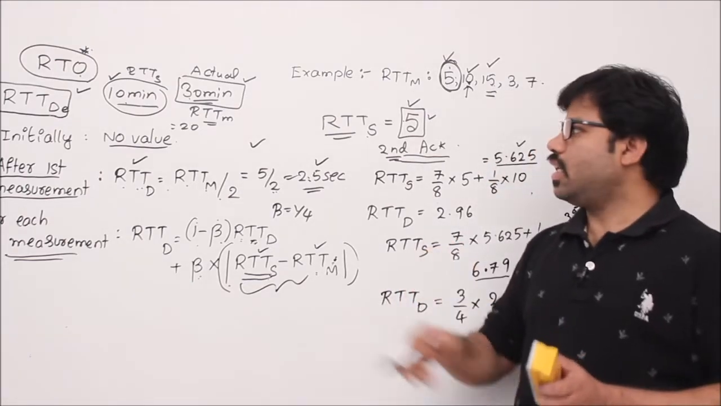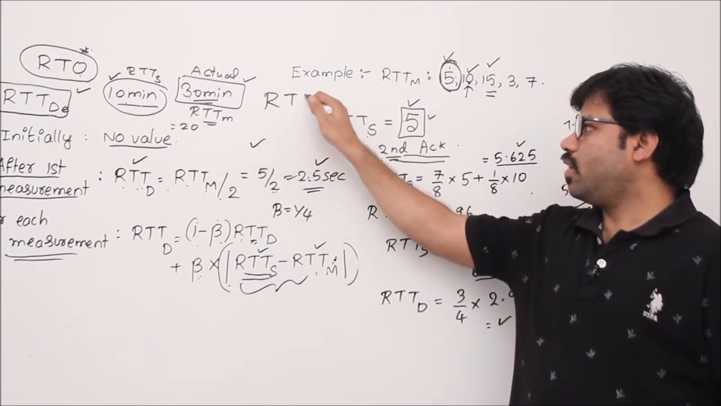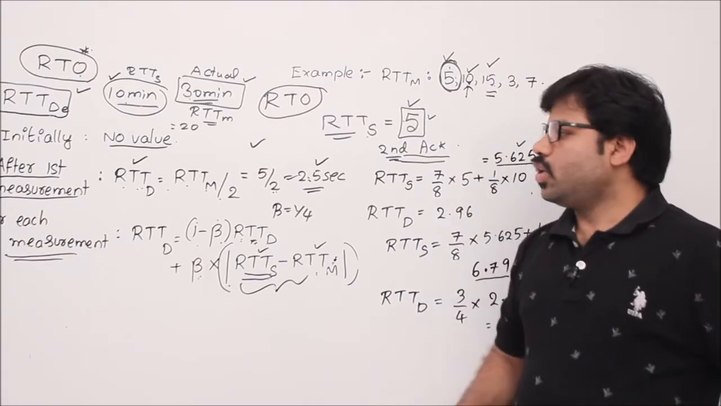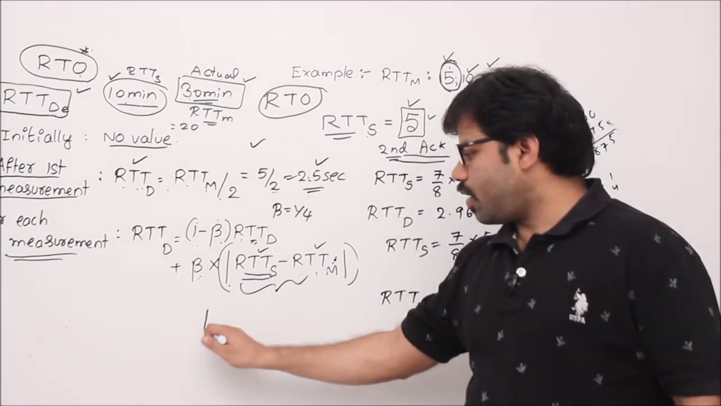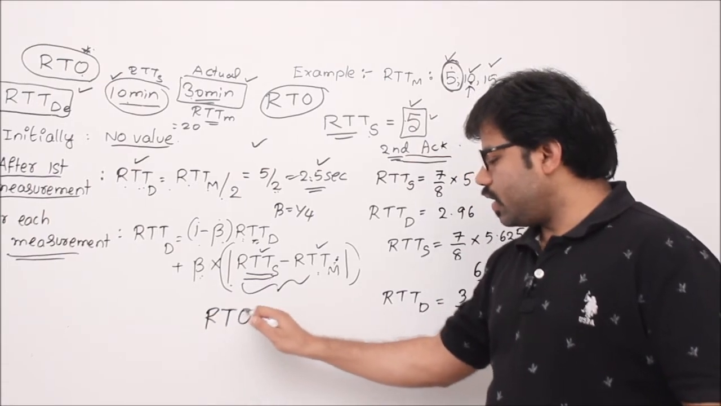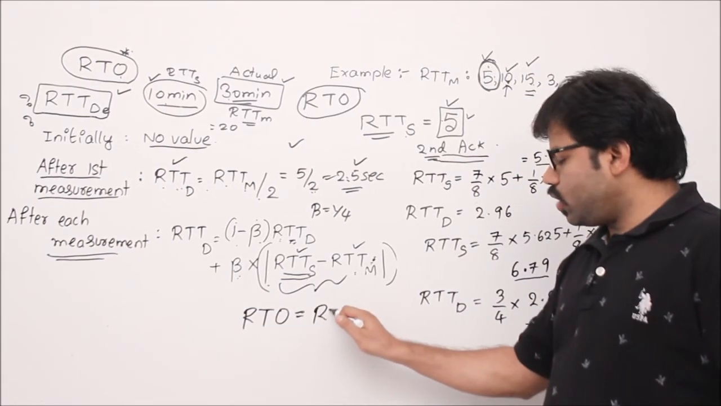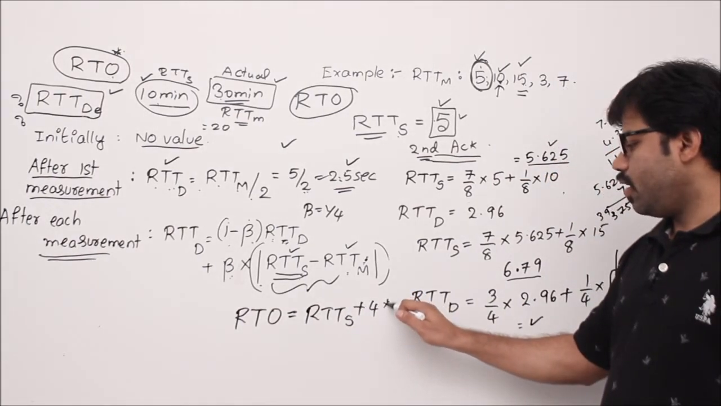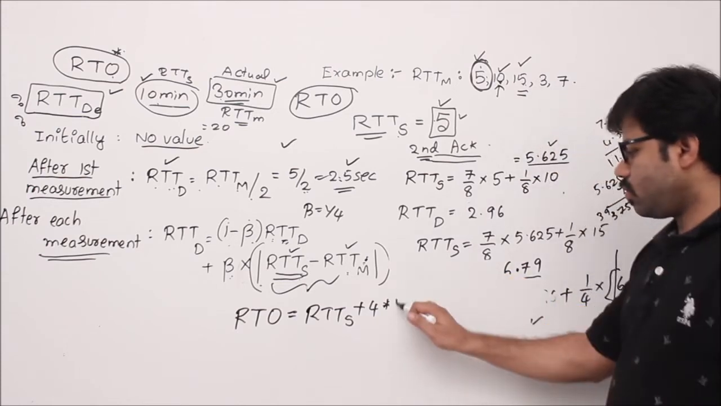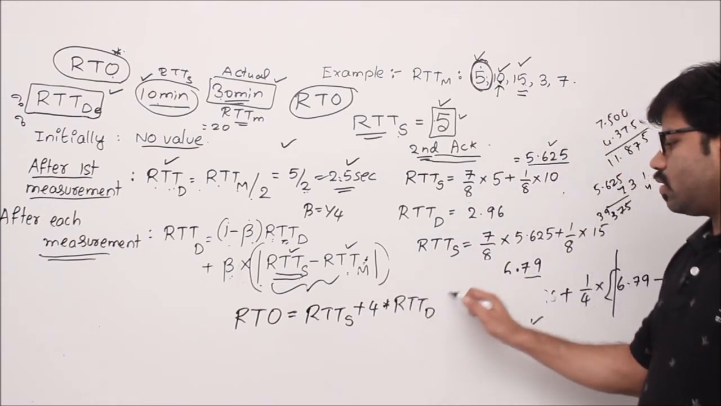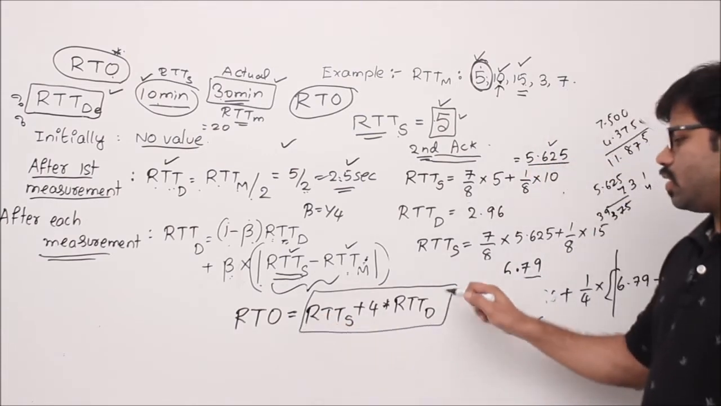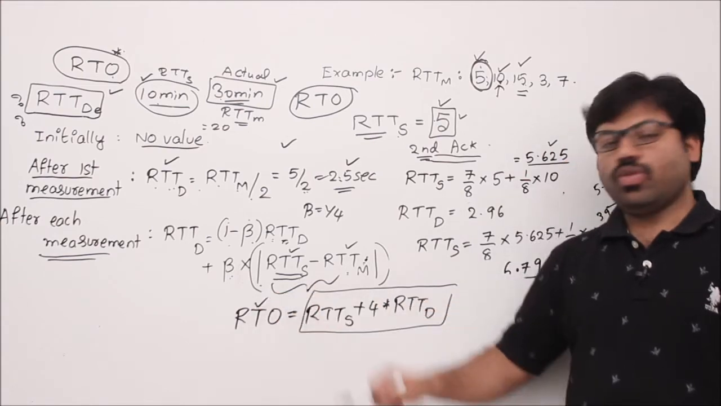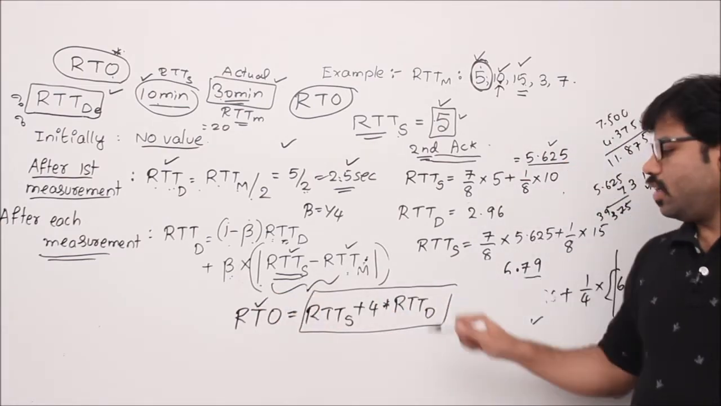Okay, now we will see RTO time. How we fix RTO, that is our final thing, correct? So RTO is nothing but your RTT smooth. Remember, this is a formula. RTO equal to your RTT smooth at any point of time plus 4 into the RTT deviation. This is the final answer. Okay, so we'll see one numerical example and try to compute RTO based on this RTT smooth and RTT deviation.